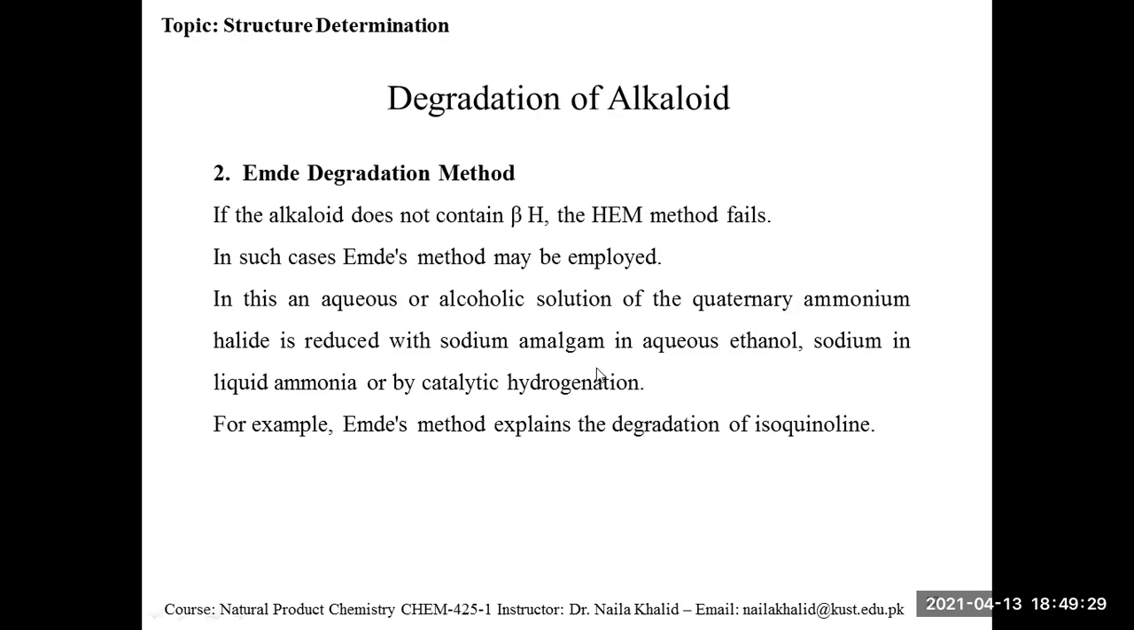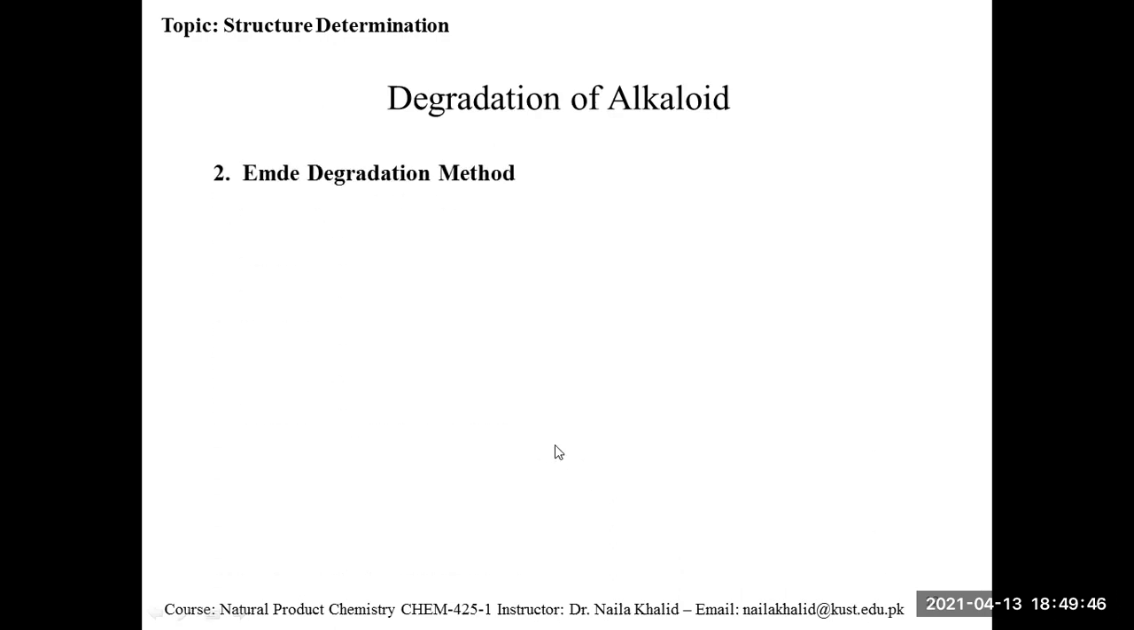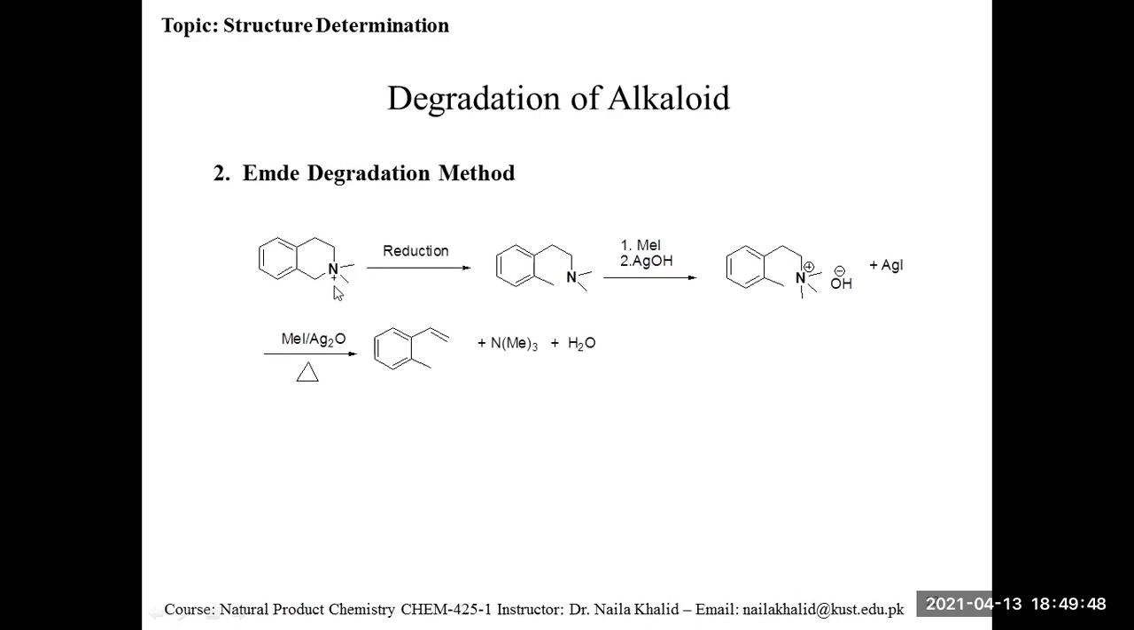It is reduced in the presence of sodium amalgam in aqueous ethanol, or another condition is sodium in liquid ammonia, or you can also reduce it by catalytic hydrogenation. The MD method can be explained by an isoquinoline example. This is the isoquinolinium ion, and this quaternary salt, when it is reduced, is converted into this one. Here CH3 is formed and it is reduced in this way.